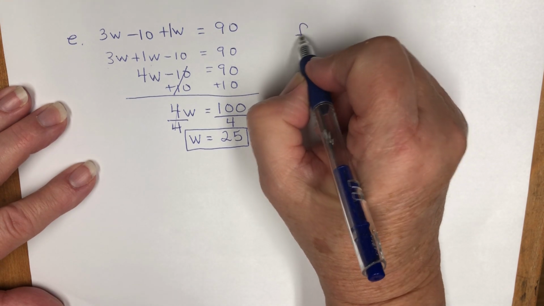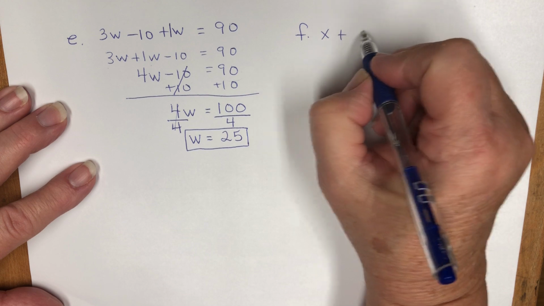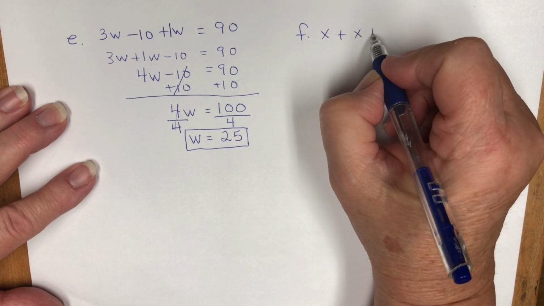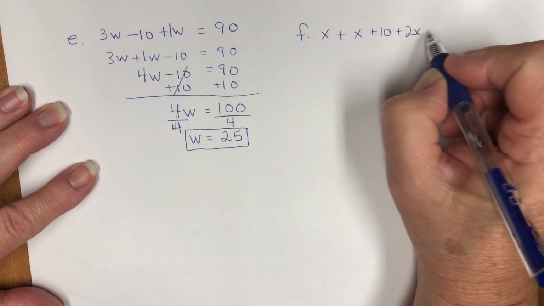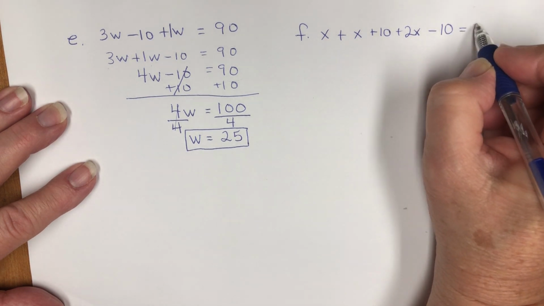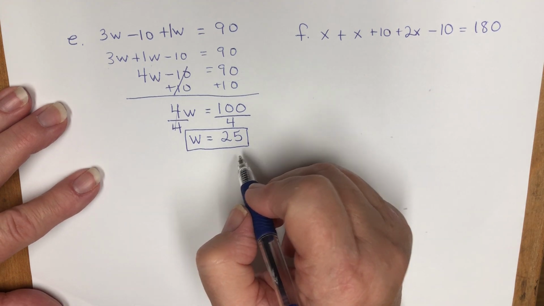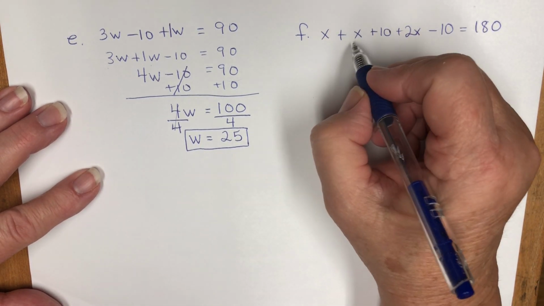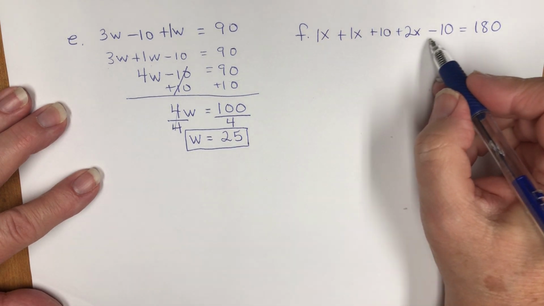Okay, let's do letter F. x + 10 + 2x - 10 = 180. All right, we're going to do some fancy combining here. First, we're going to dress up our variables. Here's a 1 and a 1.